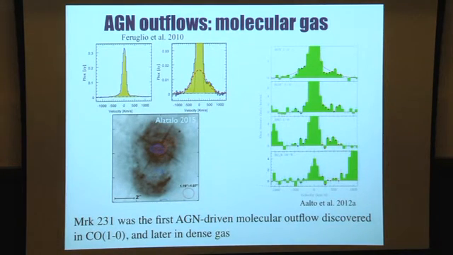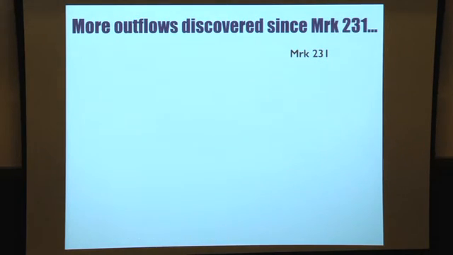So once Markarian 231 was found, CARMA was actually the one that was able to resolve the lobes to start to actually get an idea of the mass outflow rate. And work by Susanne Aalto has shown that this is not just an optically thin CO outflow. This is actually an outflow you're seeing in dense gas. So 2010, we had one AGN-driven molecular outflow found.